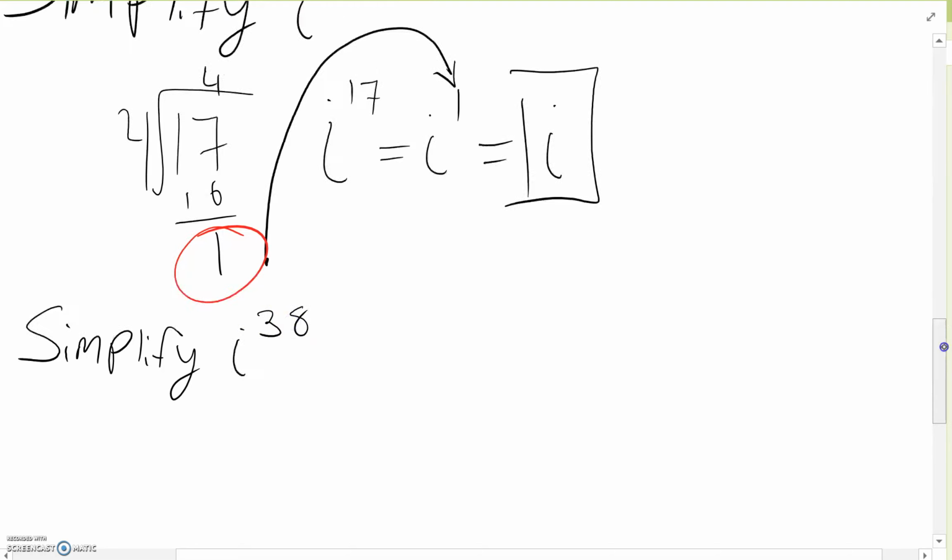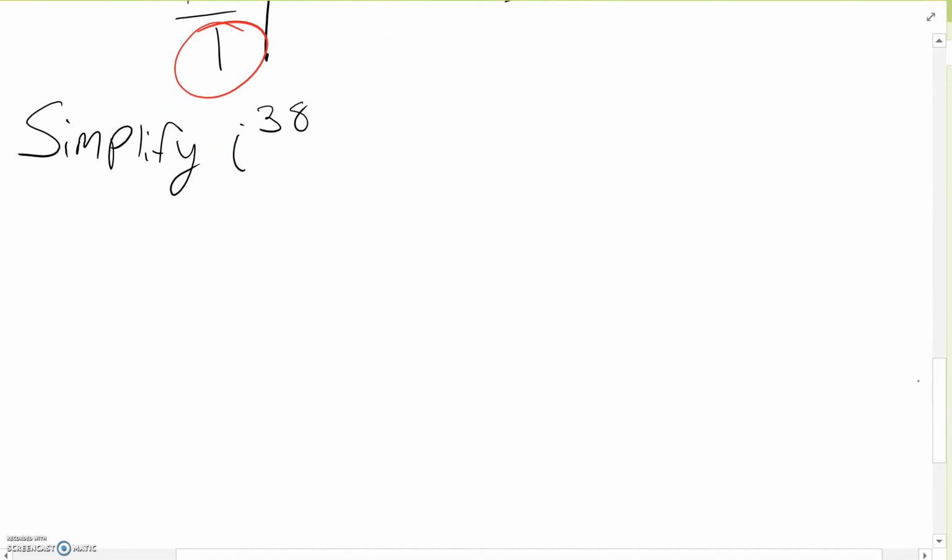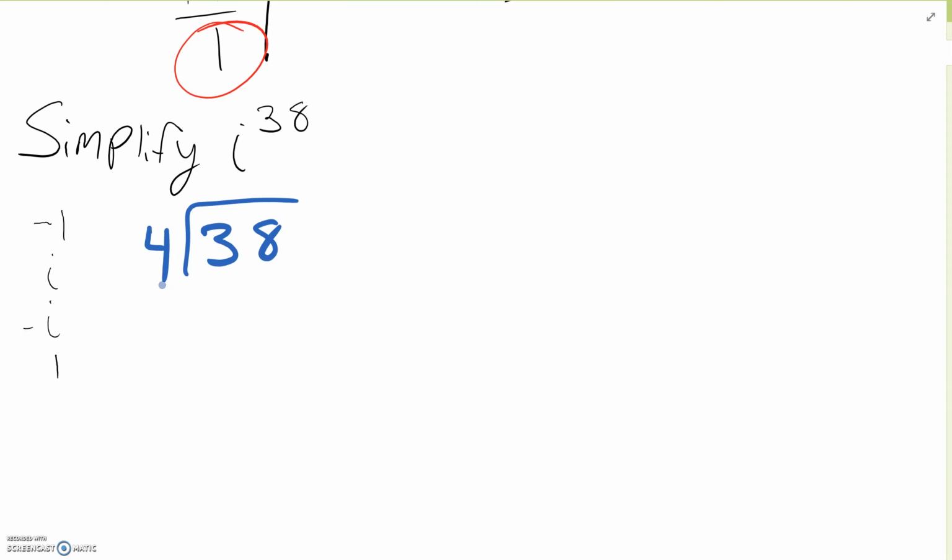Okay, let's try I to the 38th. Again, it can only be one of 4 options. Either it can be -1, I, -I, or 1. Those are our 4 choices that this can end up being. So we're going to take 38, and because there are 4 possible options for it, we're going to divide by 4. 4 goes into 38 9 times. We get 36 with a remainder of 2.